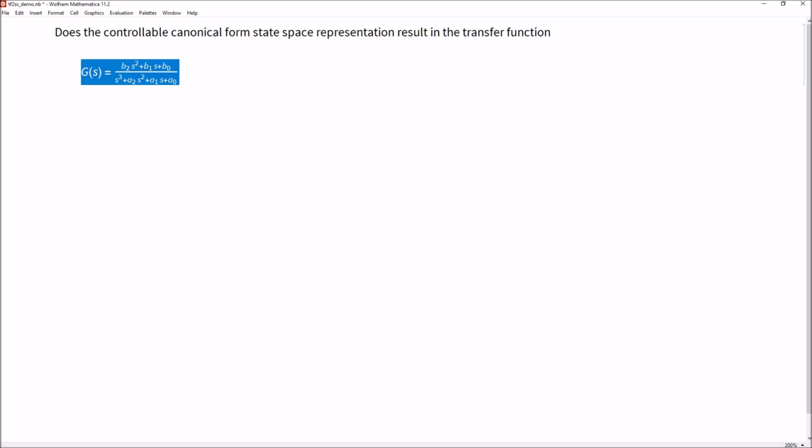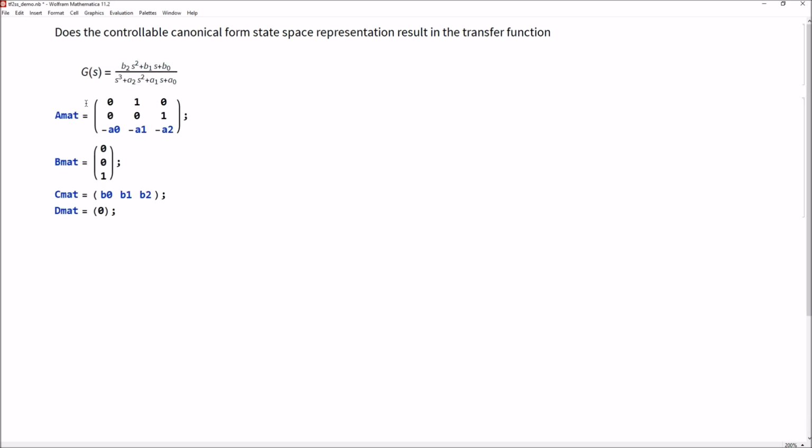So the first thing we're going to do is get our A, B, and C matrices of the controllable canonical form into Mathematica. I've prepared this off screen so you don't have to watch me type all these matrices in. Here's our A matrix with the 1s on the super diagonal and the coefficients of the denominator in reverse order with a negative sign. The B matrix is 0, 0, 1. The C matrix is the coefficients of the numerator in normal order with a plus sign.